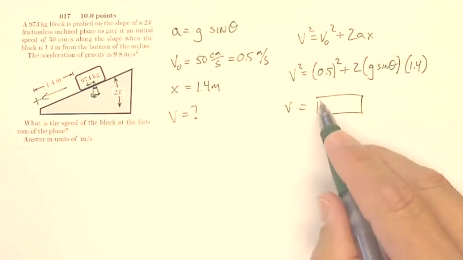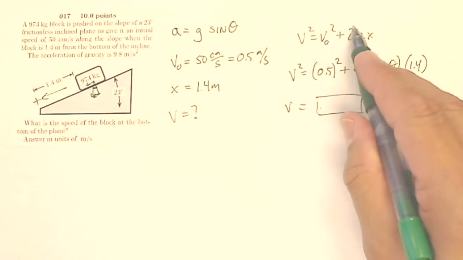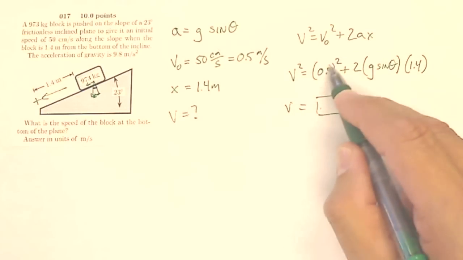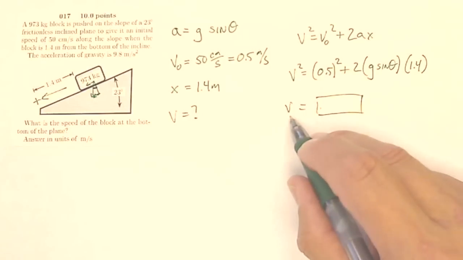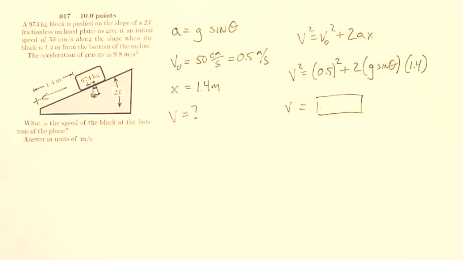Now, it turns out it doesn't matter whether this initial velocity was up the ramp or down the ramp because you're going to square it anyway, and it'll turn out to have the same final velocity when it gets to the bottom of the ramp, which is horribly convenient.